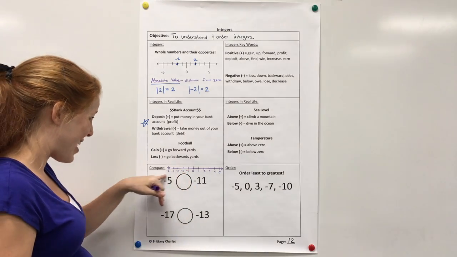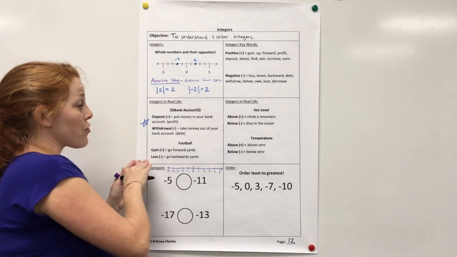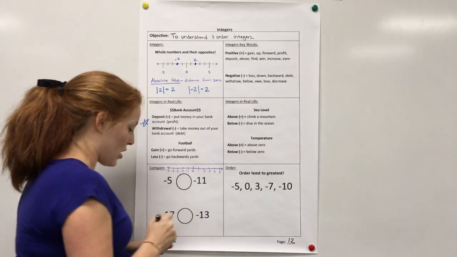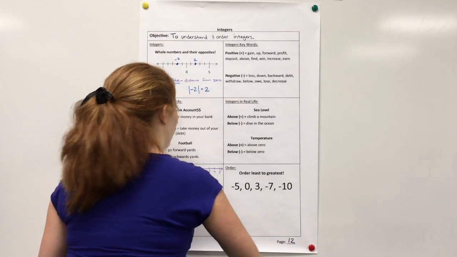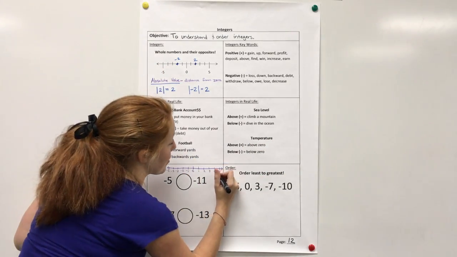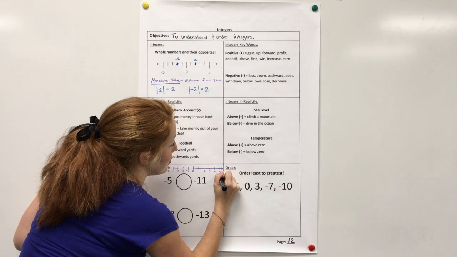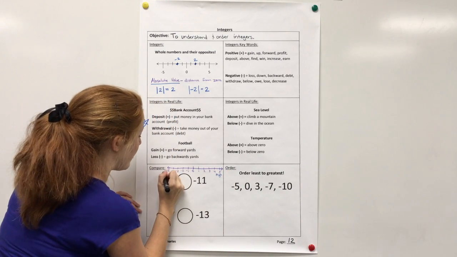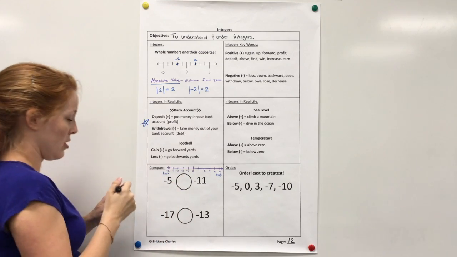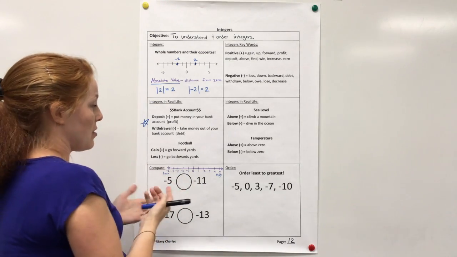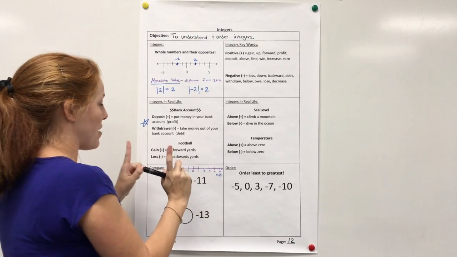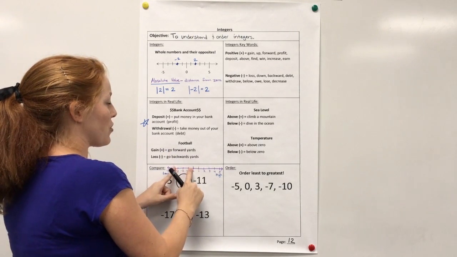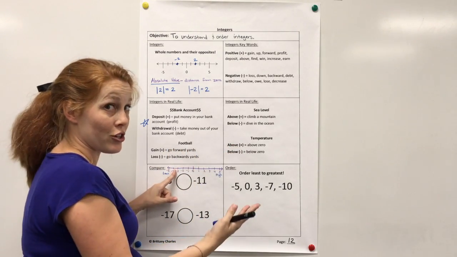Well, if I'm looking at the negative side, the further I am to the right on a number line, the higher, or the larger the number. So these are the higher numbers, and these are the lower numbers. So when I'm looking at two numbers, if I find them on a number line, I know whichever number is further to the right is larger.